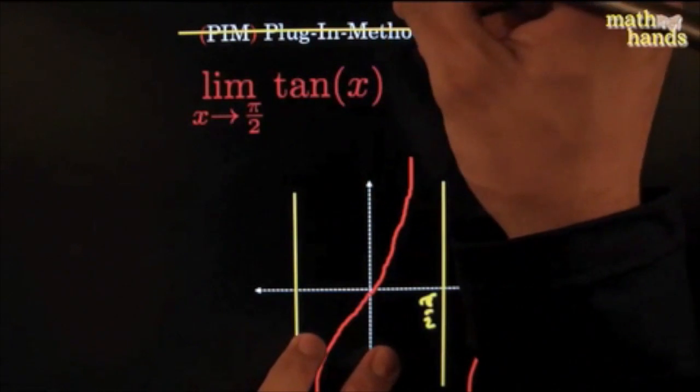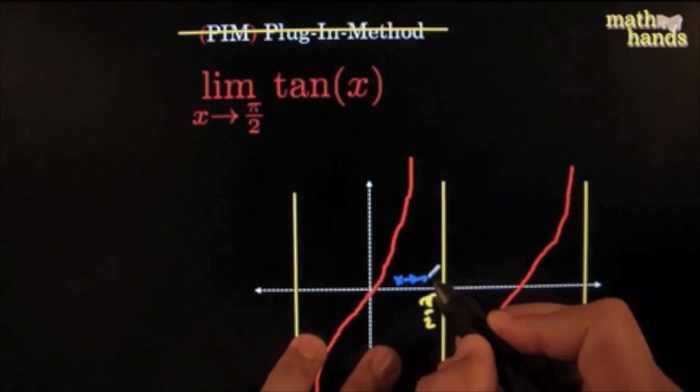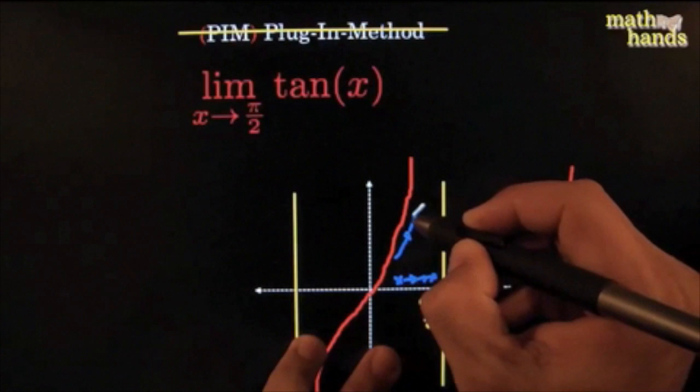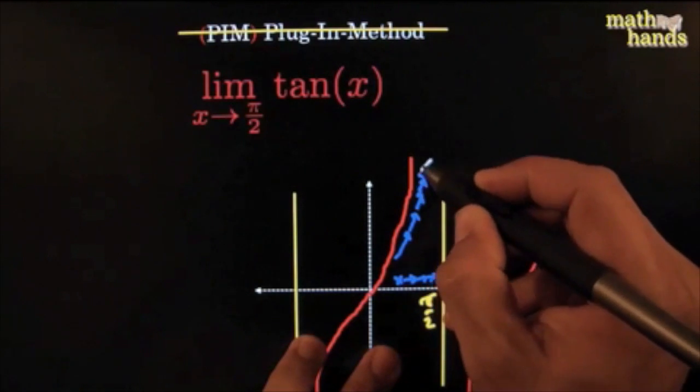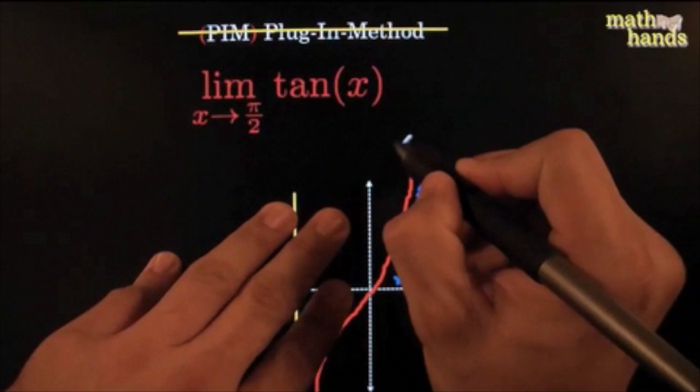Let's see, I got to move my x's. X's have to be getting closer and closer and closer to pi over 2. So my x's are going here. My y's are going this way. What is the best prediction for the y value? The best prediction from the left is infinity.